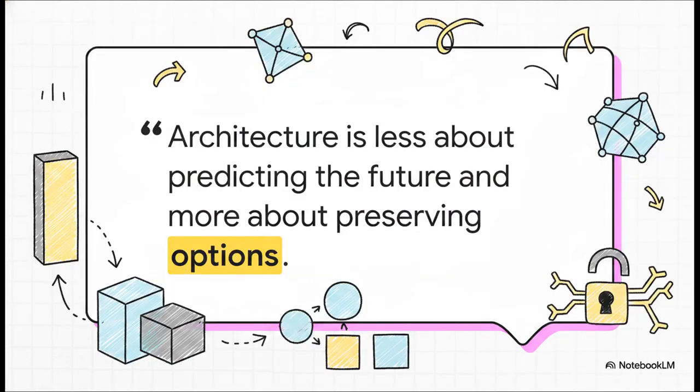I want to leave you with this final thought. Architecture is less about predicting the future and more about preserving options. Good architecture is meant to evolve. You start with a monolith, you modularize it, maybe later you pull out a few microservices. You don't have to predict every single requirement on day one. You just need to create clear boundaries that give you the freedom to evolve without getting trapped.